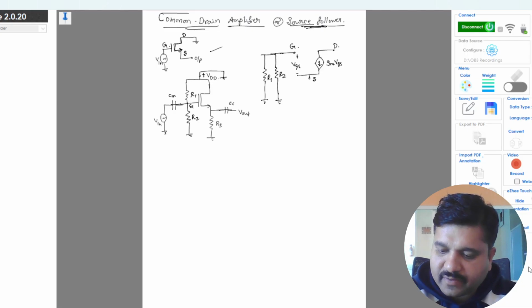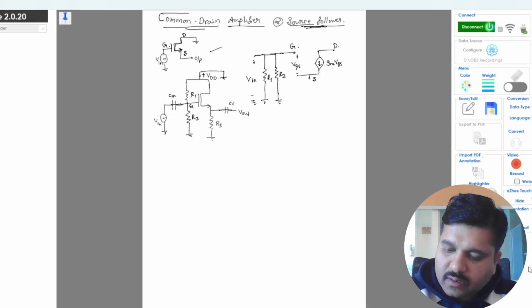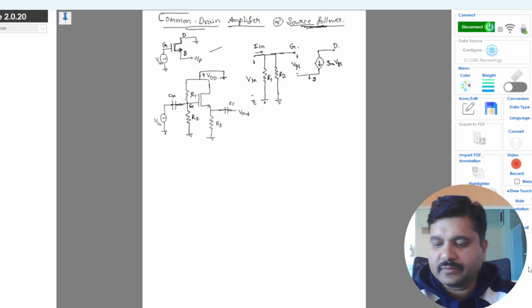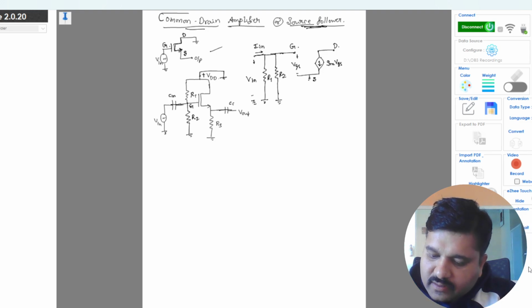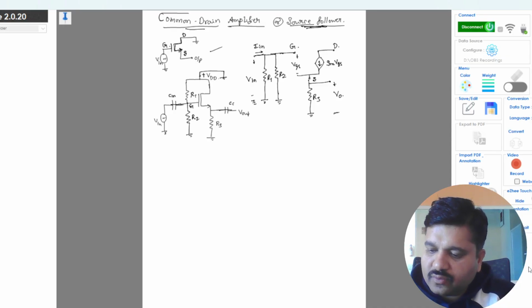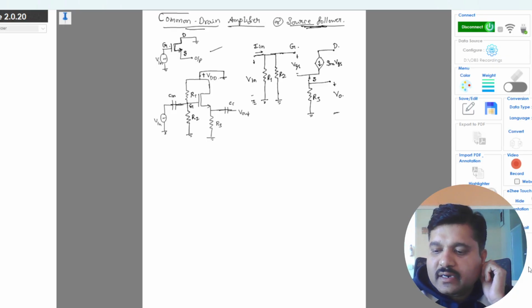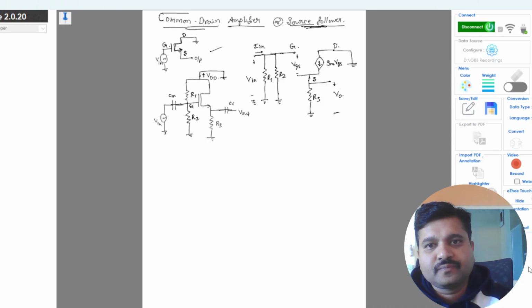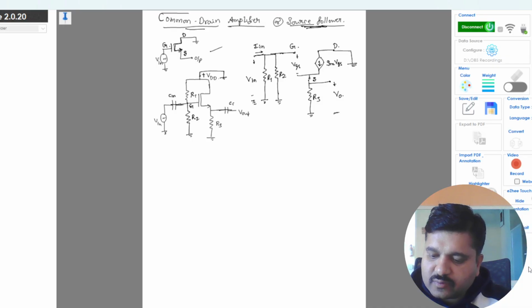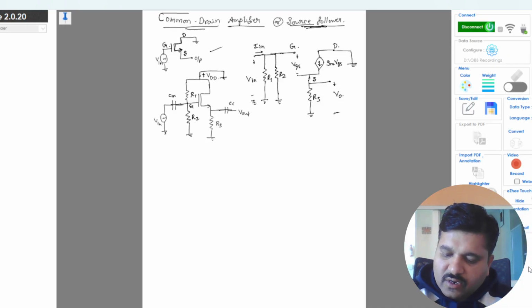R1, R2 are connected from gate to ground. This is my Vin, which is connected to the gate terminal with respect to ground, and corresponding to this is my Iin. RS is connected from source to ground, and the output is taken from the source terminal to ground, which is across RS. This is the complete small signal model for the common drain amplifier, and here the drain is connected to ground.